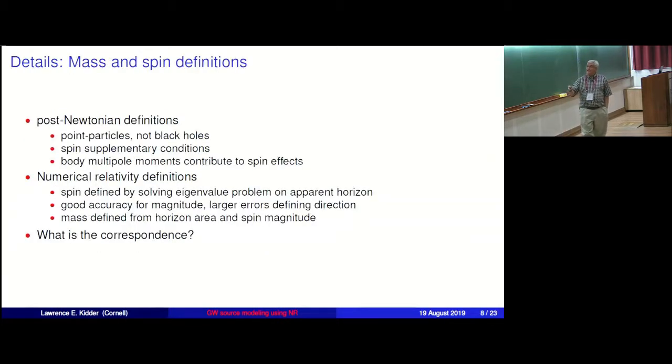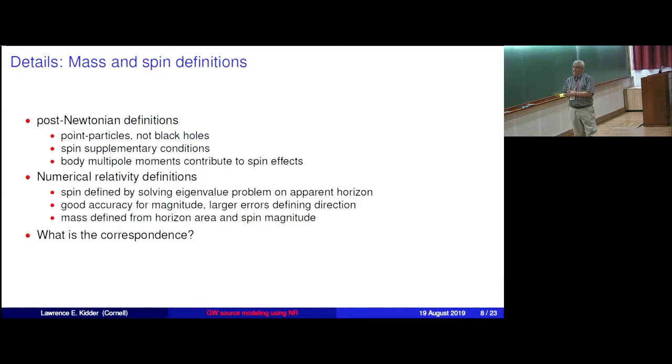So post-Newtonian definitions, as we heard, come from a point particle prescription. The bodies are not treated as black holes. If you have spins, you also have spin supplementary conditions that you need to deal with. And the body multipole moments contribute to the spin effects. That is, a post-Newtonian quadrupole moment for a black hole is proportional to some power of the spin. And therefore, if you compare to a binary black hole numerical simulation, you have to take into account those terms as well when you're matching to a numerical simulation.